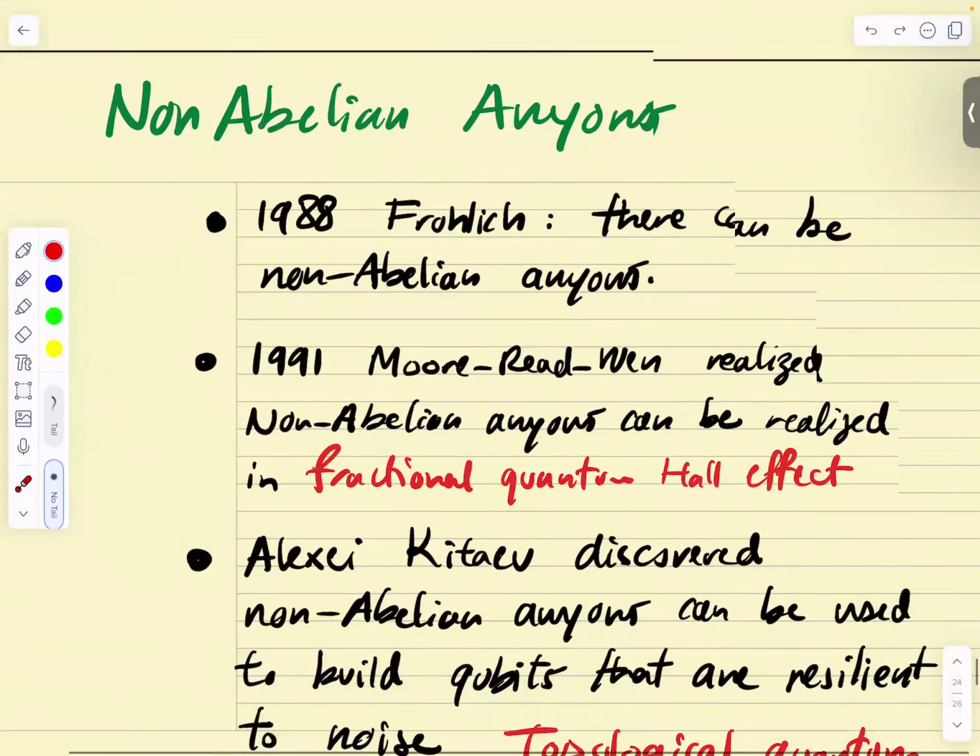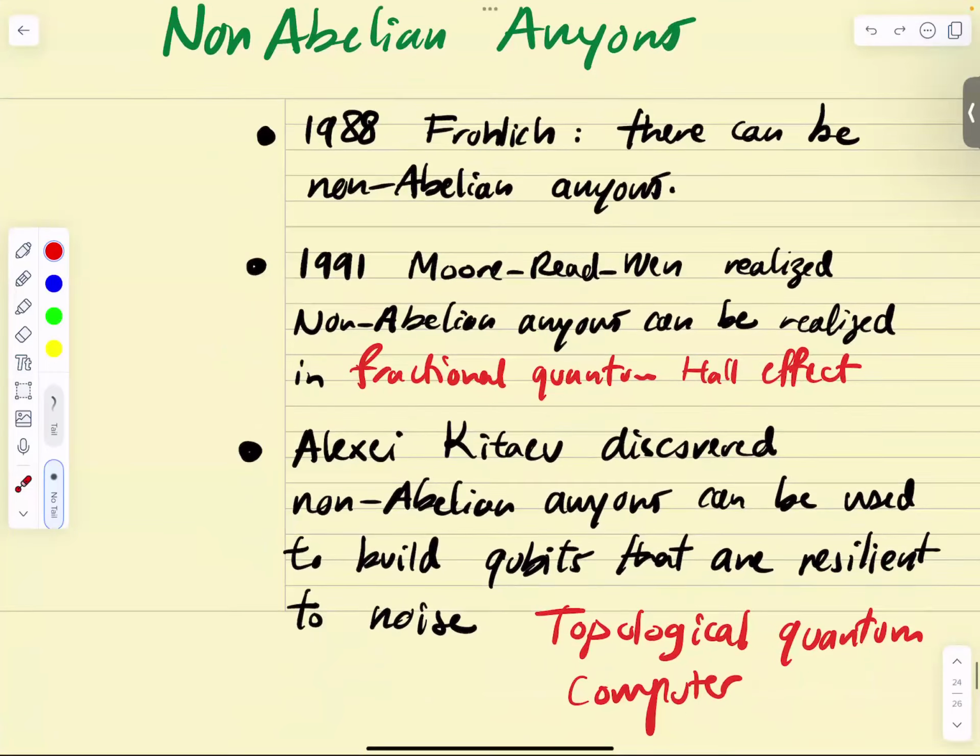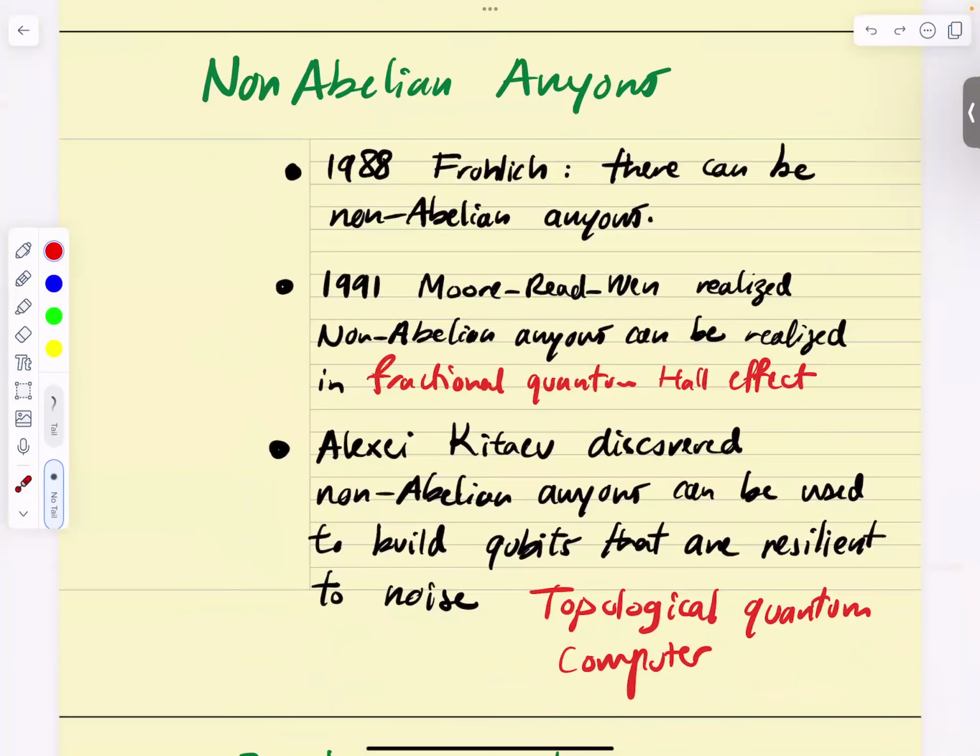All right. I just have 2 slides on non-abelian anyons, for those of you who are interested. In 1988, Frohlich, or however you pronounce that, realized that there can be non-abelian anyons in 2+1 dimensions. I haven't told you what non-abelian anyons are. I'll tell you in a second. In 1991, Moore, Read, and Xiao-Gang Wen realized that non-abelian anyons could be realized in a physics experiment called the fractional quantum Hall effect. You see how fast it moves.